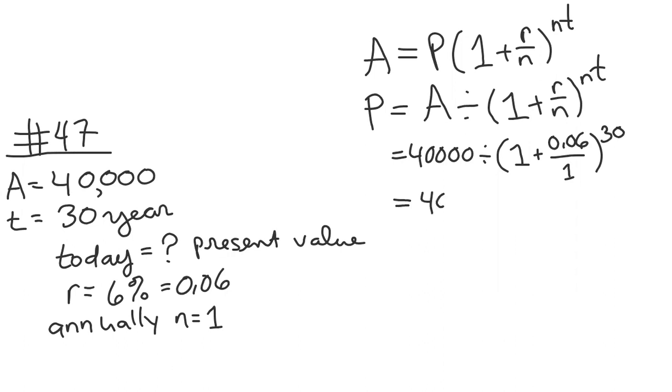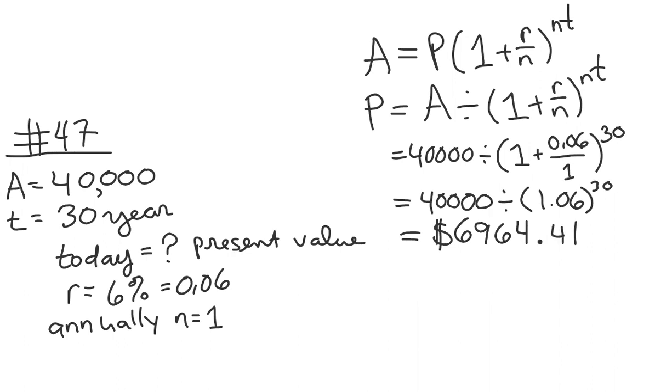So we have 40,000 divided by 1.06 raised to the power 30. So I'm going to type in 40,000 divided by 1.06 caret 30, and I get, in dollars, $6,964.41. So if you're making this now, that's the equivalent to making $40,000 in 30 years.